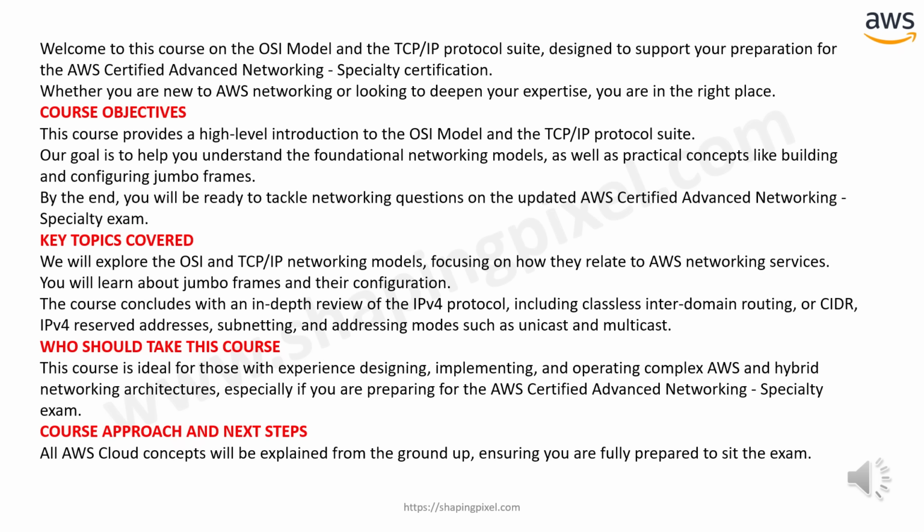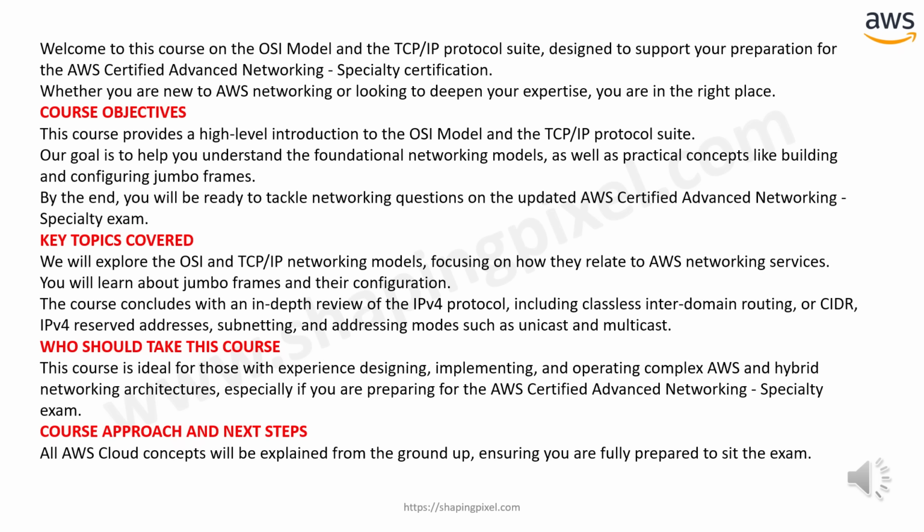This course provides a high-level introduction to the OSI Model and the TCP/IP Protocol Suite. Our goal is to help you understand the foundational networking models as well as practical concepts like building and configuring jumbo frames. By the end, you will be ready to tackle networking questions on the updated AWS Certified Advanced Networking Specialty exam. We will explore the OSI and TCP/IP networking models, focusing on how they relate to AWS networking services. You will learn about jumbo frames and their configuration.